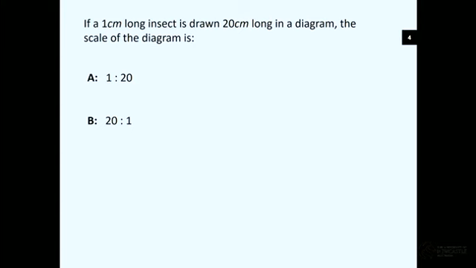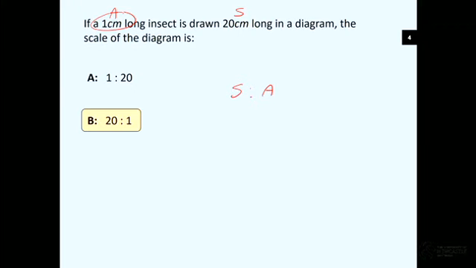Just pick on the 1 centimetre or the diagram, whichever. Pick on the 1 centimetre. Do you reckon it's A or B? Because the 1 centimetre long insect is the actual insect. The actual thing goes on the right. So the 1, that's the actual thing. The diagram is a scaled thing. So if I'm putting scaled then actual, it's the 20 to 1.